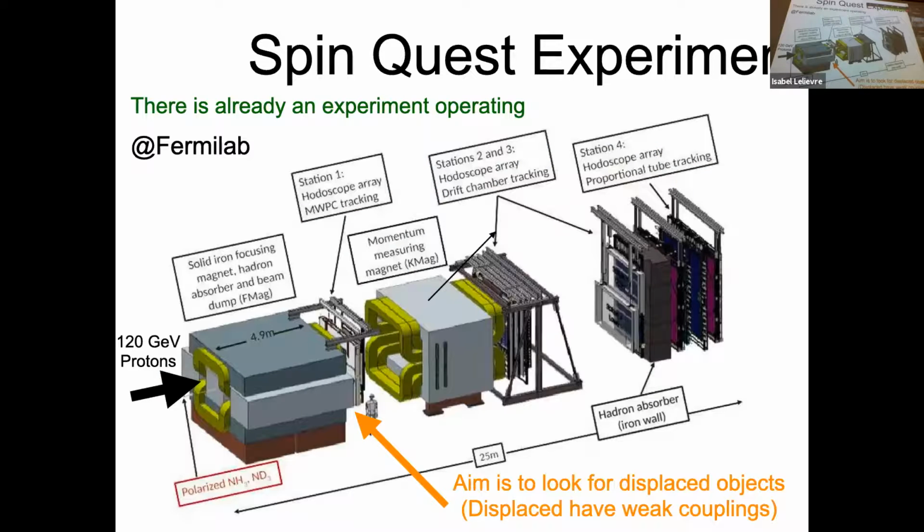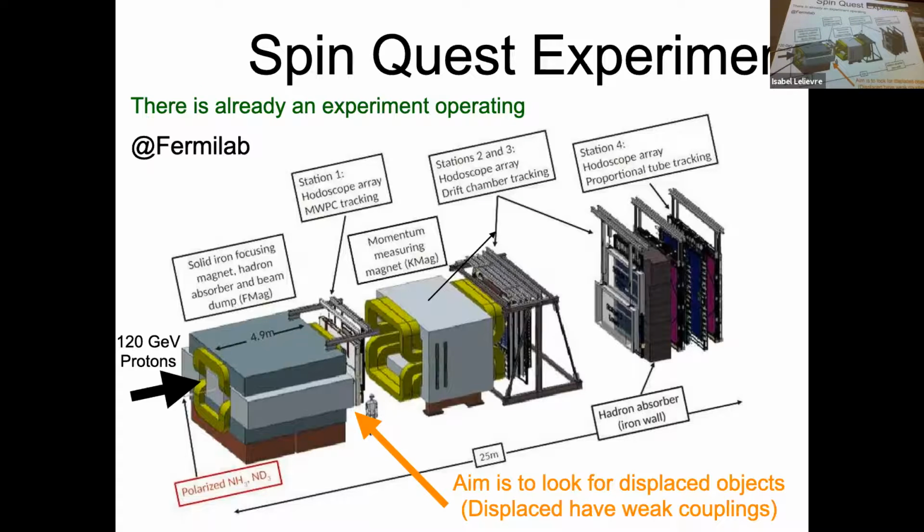Here's my favorite one, which is called SpinQuest. So SpinQuest is an experiment at Fermilab. And the idea here is to fire protons. So like NA62, you have a proton beam. It has a 120 GeV proton beam. You fire it on a target, and you have a very compact target here with a magnetic field.